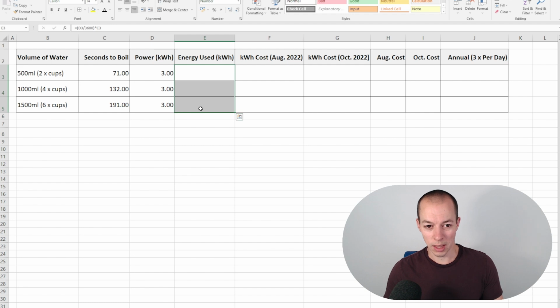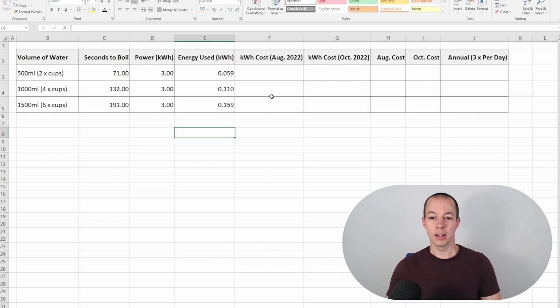To get this figure, what I had to do was work out how many seconds are in an hour. So that's 3,600 seconds. I then divided 3 kilowatts by 3,600 seconds, then times it by 71 seconds. And this is what we've got. So we've got 0.059, so about 0.06 kilowatt hours were used, 0.11 kilowatt hours, and just under 0.16 kilowatt hours were used.